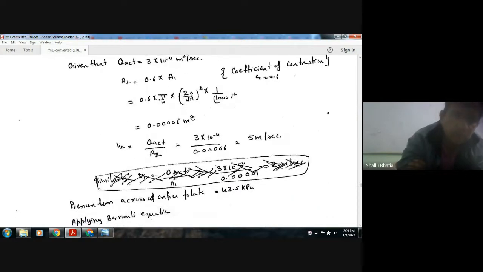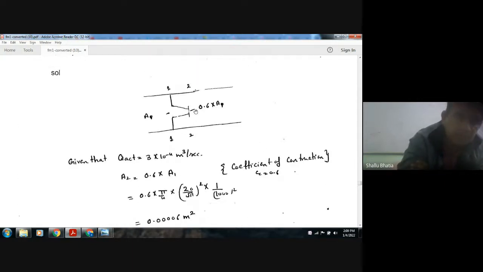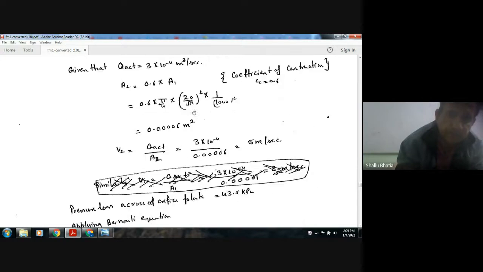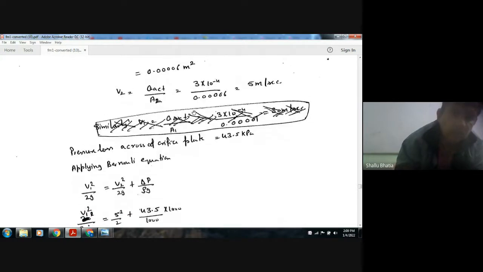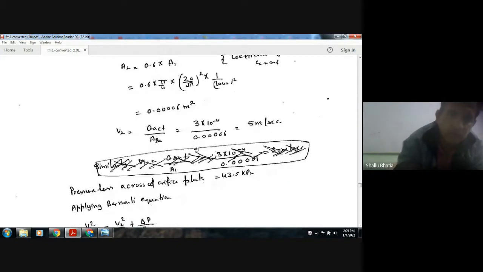Okay, so the velocity at section 2 is 5 meters per second. Now we can apply Bernoulli's equation between sections 1 and 2. The velocity at 2 is 5 meters per second.